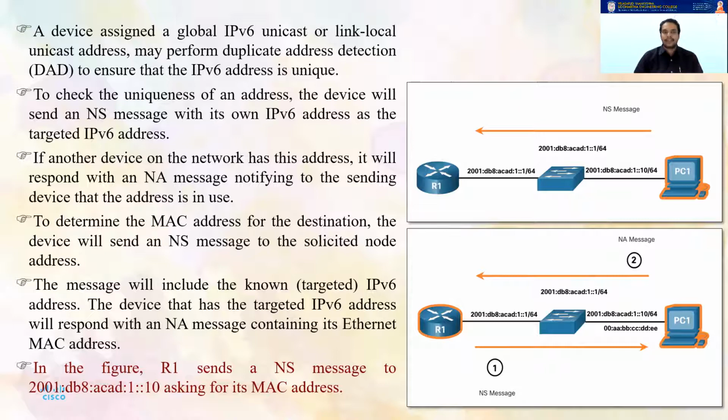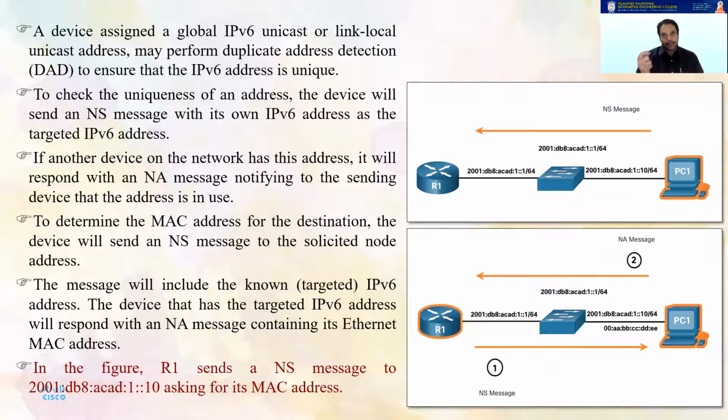In order to determine the MAC address of the destination, the device sends out an NS message to the solicited node address. This message contains the IPv6 address of the target whose MAC address we want to learn.